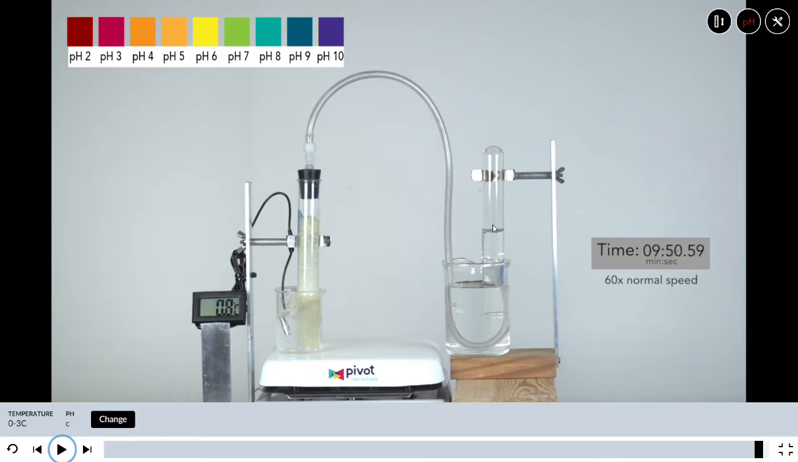Here comes the neat part that I really like. It doesn't just tell them how much oxygen formed. A lot of times on virtual labs, the computer just tells them, okay, here you got your 5.7 milliliters.